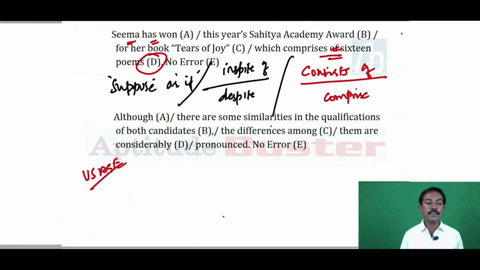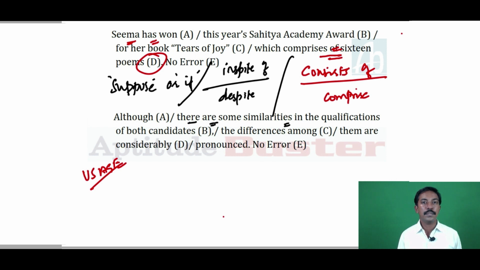Although there are some similarities in the qualification of both candidates, the differences among them are considerably pronounced. Here, I don't want to take much time in saying that in this case, subject verb agreement is intact, because as you read, you're supposed to find out these things, and if you need to check it, do check it. Here, the subject and verb agreement is intact.